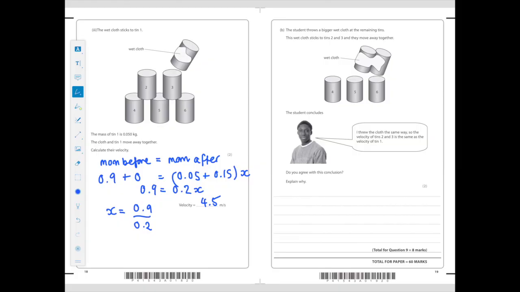So clearly the student is wrong, and that's because the variables haven't been controlled. So the mass of the cloth could be different, the mass of the tins could be different, and the cloth velocity hasn't been measured. So try and use your common sense with this one.